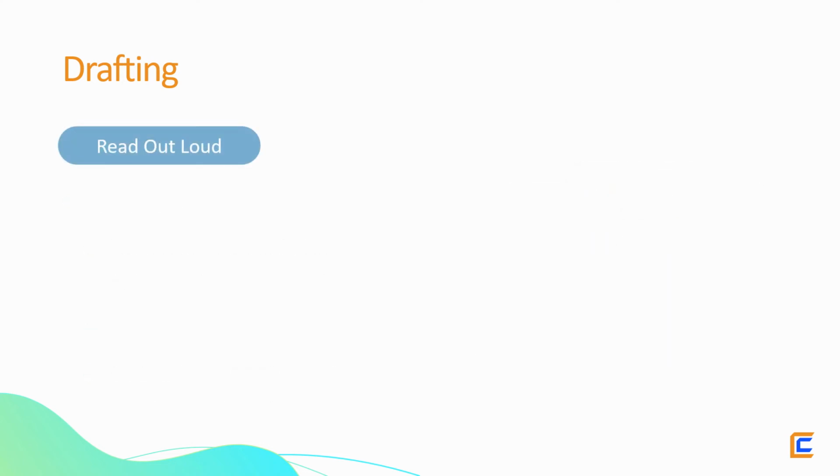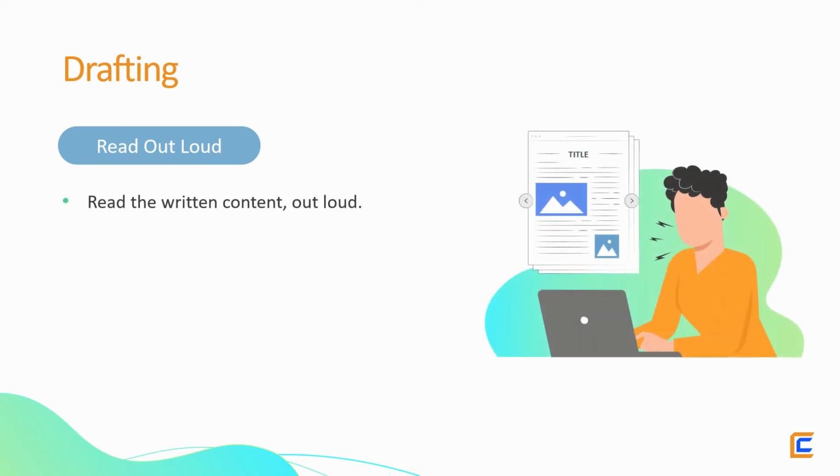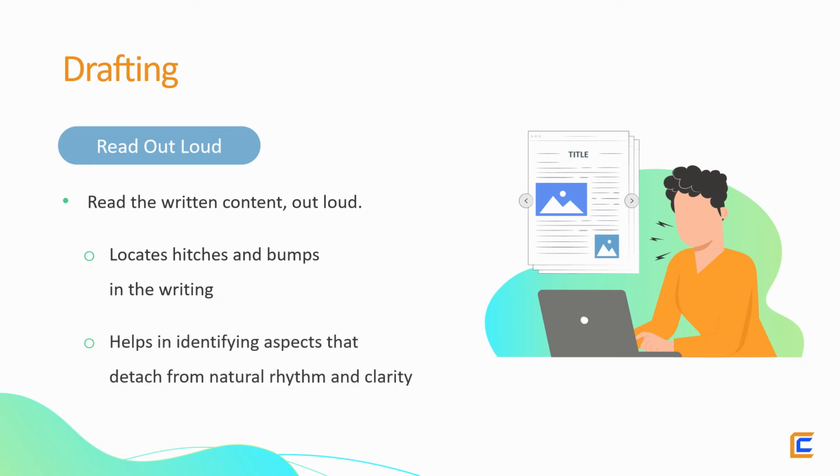Read out loud. After you have rewritten your content, read what you have written out loud. Hearing yourself speak serves the purpose of locating hitches and bumps in your writing, which are indicative of roadblocks to smooth flow. This practice further helps you identify aspects in your writing that detract from natural rhythm and clarity, such as awkward phrasing, complex words, fuzzy, wordy, dense, repetitive, and tentative passages, etc.